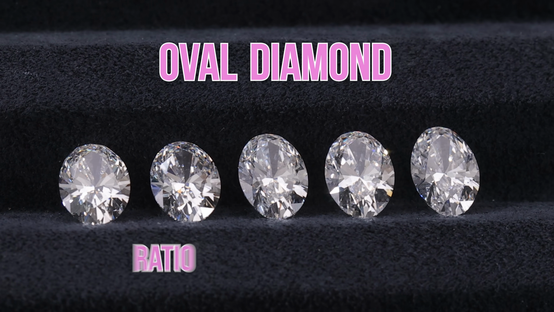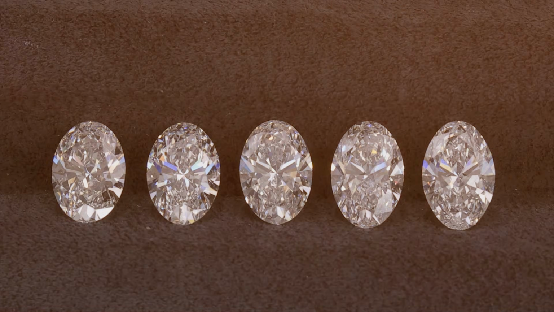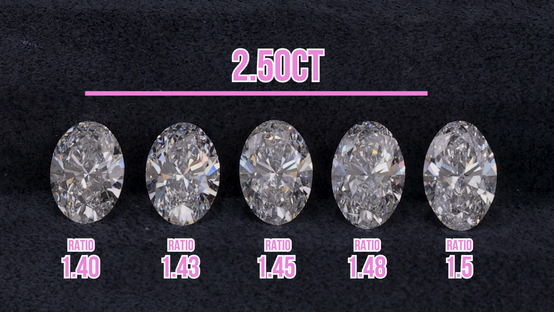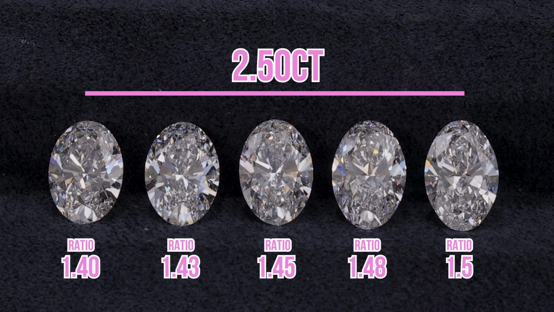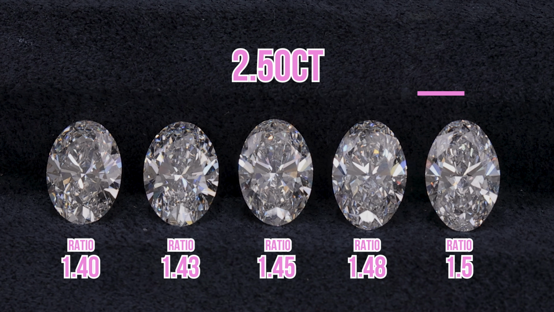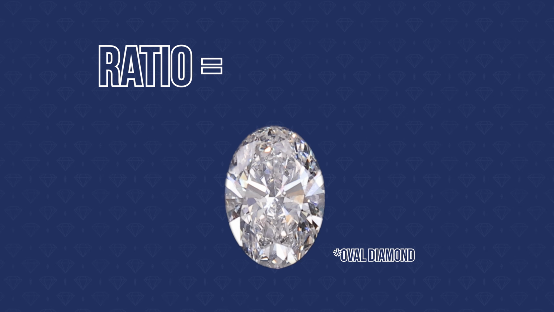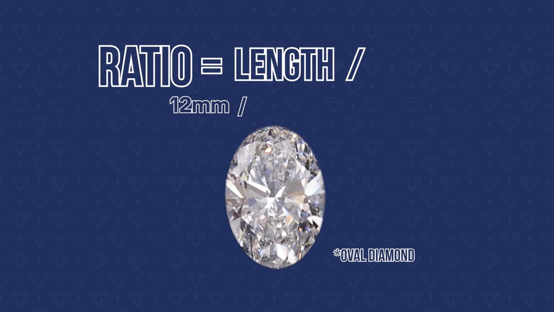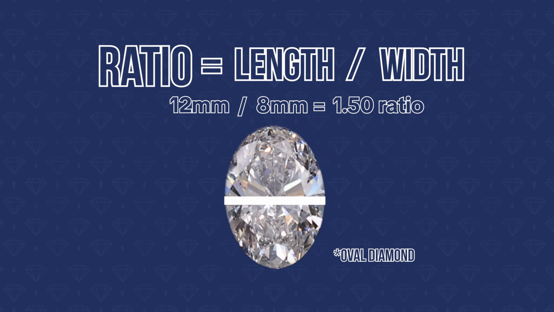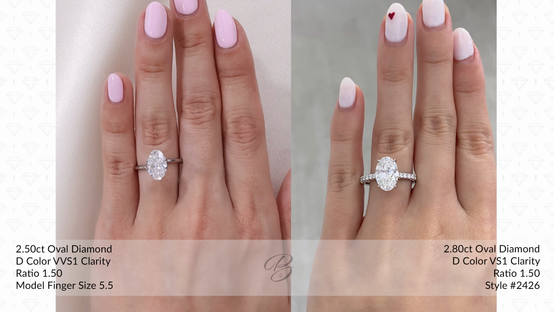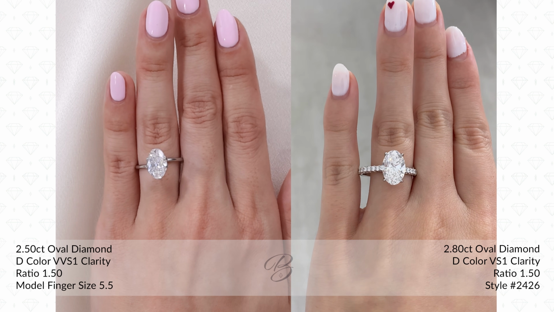Oval diamond ratio comparison. All 5 diamonds are going to have the same carat weight, but different ratios ranging between 1.4 to 1.5. So the first question you might have is, what is diamond ratio? When we're talking about length to width ratio, you're taking the measurement of the length and dividing it by the measurement of the width of the oval diamond. You're going to get a number, and the greater the number is, the longer your oval diamond is going to be.